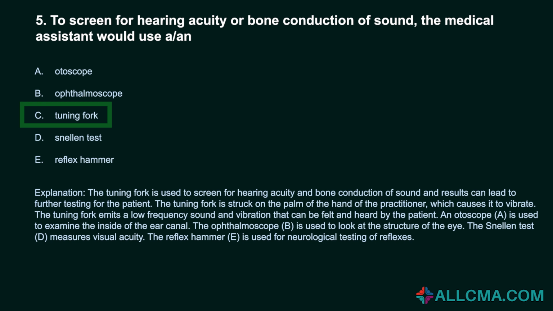An otoscope, A, is used to examine the inside of the ear canal. The ophthalmoscope, B, is used to look at the structure of the eye. The Snellen test, D, measures visual acuity. The reflex hammer, E, is used for neurological testing of reflexes.